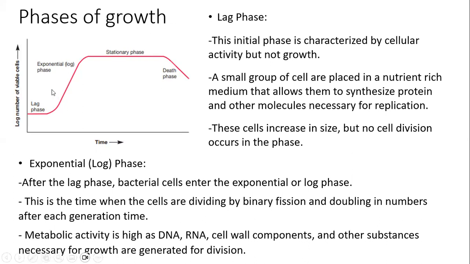As you can see diagrammatically, when we plot a graph of the log number of viable cells versus time during a growth experiment, we will see that it is divided into four main phases: the lag phase, the exponential or the log phase, the stationary phase, and the death phase.